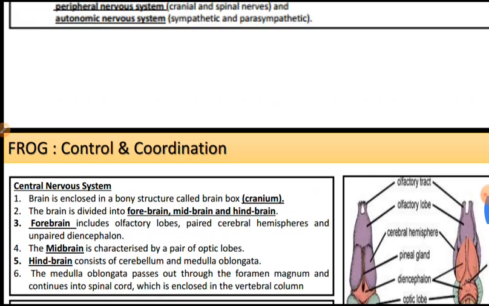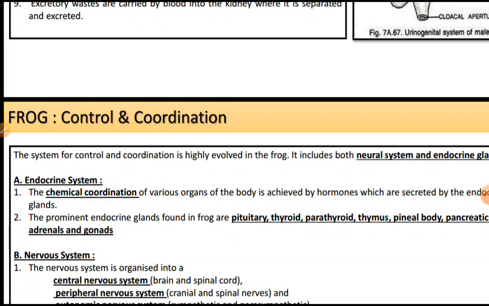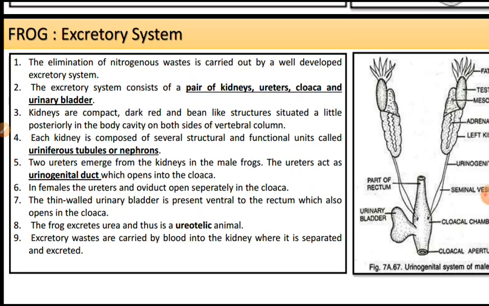The next system we have to study is the excretory system. What is an excretory system? The elimination of nitrogenous wastes which are harmful to the body is carried out by a well developed excretory system. The system which expels the nitrogenous waste from the body is called the excretory system. The excretory system of the frog consists of a pair of kidneys, a pair of ureters, a urinary bladder and a cloaca.